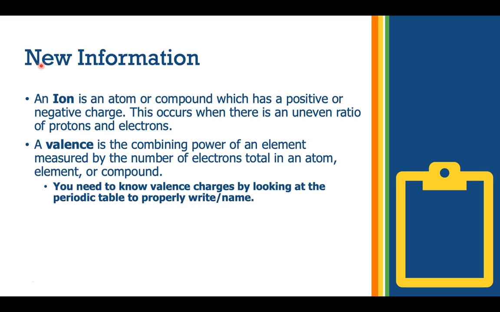We have new information that we're looking at here. An ion is an atom or compound which has a positive or negative charge. This occurs when there is an uneven ratio of protons and electrons. A valence is the combining power of an element, measured by the number of electrons total in an atom, element, or compound. You need to know valence charges by looking at the periodic table to properly write and name.